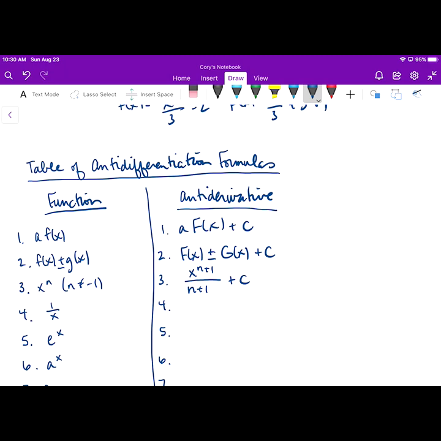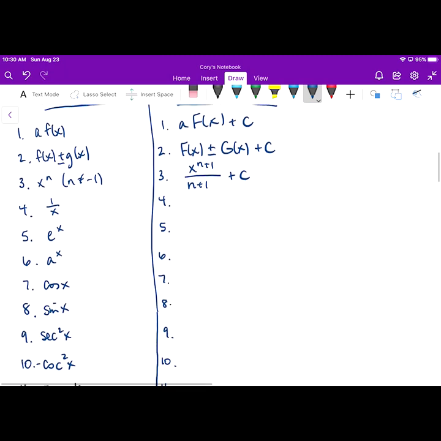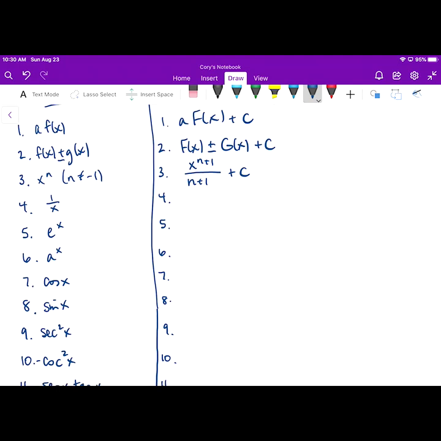Okay, function number 4 is x raised to the n power where n does equal -1. So again, the way I want you to think about this: if I want to find the antiderivative of 1 over x, I want to think to myself, the derivative of what function gives me 1 over x? And the derivative of the function natural log of x, when I take that function, the natural log of x, and take its derivative, that's going to give me 1 over x.